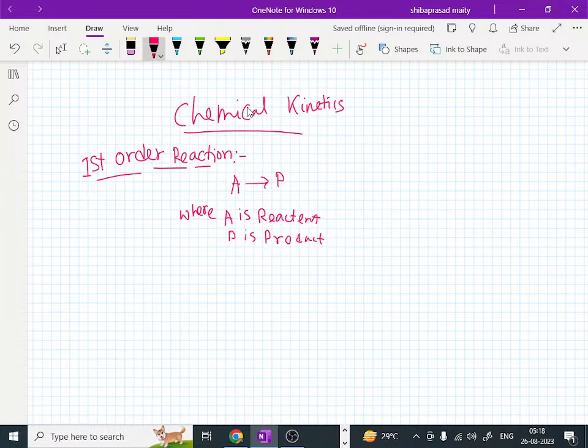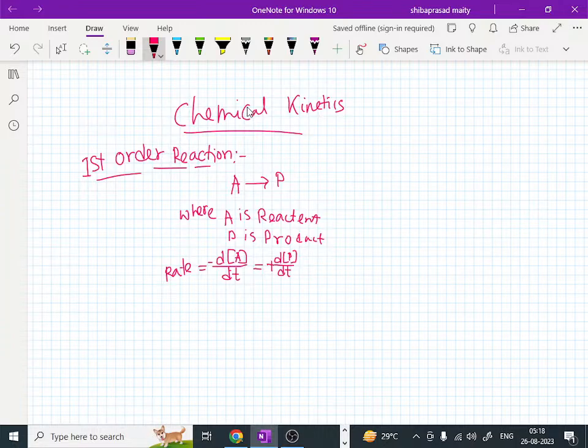So, determine the rate of the equation. Rate equals the derivative of the reactant with respect to time, that means the reactant rate is minus, and for the product, the rate of the reaction dP by dt is positive.